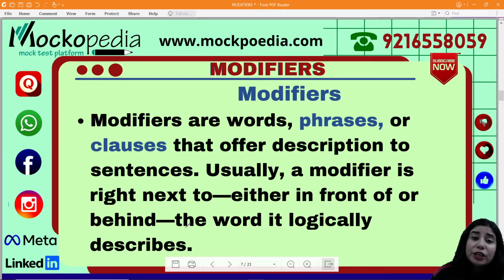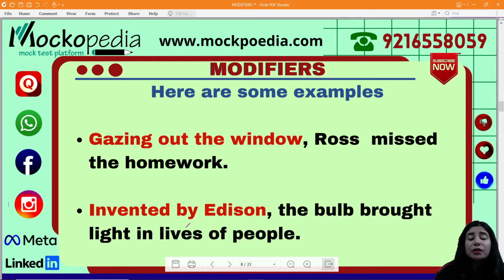They give more detailed information or description regarding the word. It can be a single word, or a group of words, or a clause. So a modifier is usually right around the word it tends to modify or explain. It's very near, just adjacent to the word it logically describes. So let's take some examples to help learn the concept better.